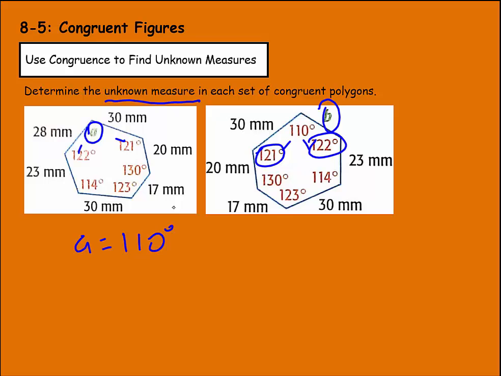We can do the same method for B over here. I see that B is between 23 millimeters and 30 millimeters. What here is between 23 and 30? I see 23. I see 30. So therefore this 28 millimeters matches up with the B. So B equals 28 millimeters.